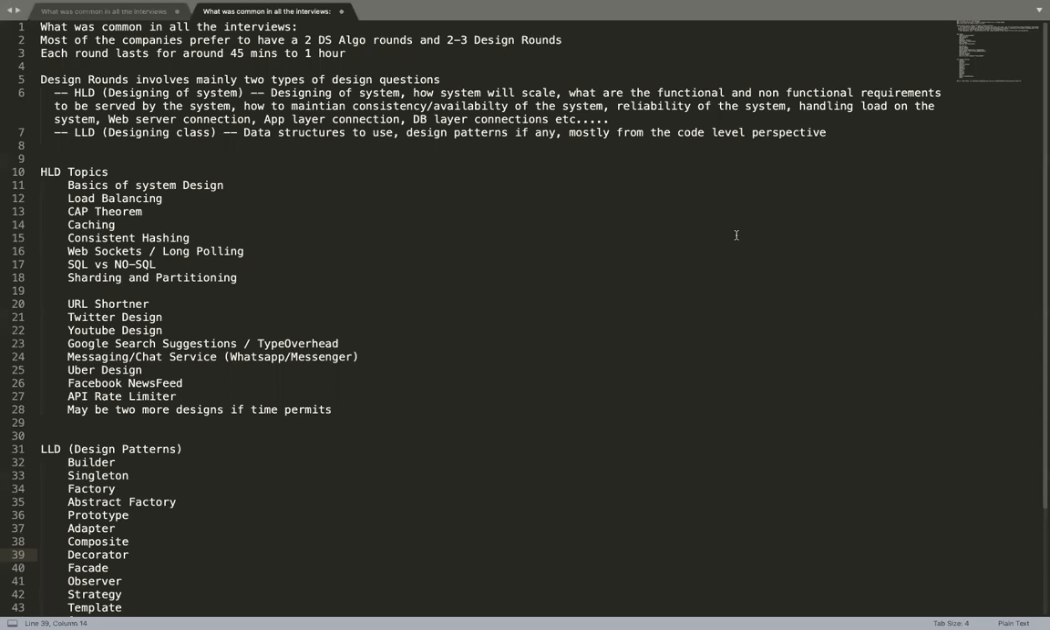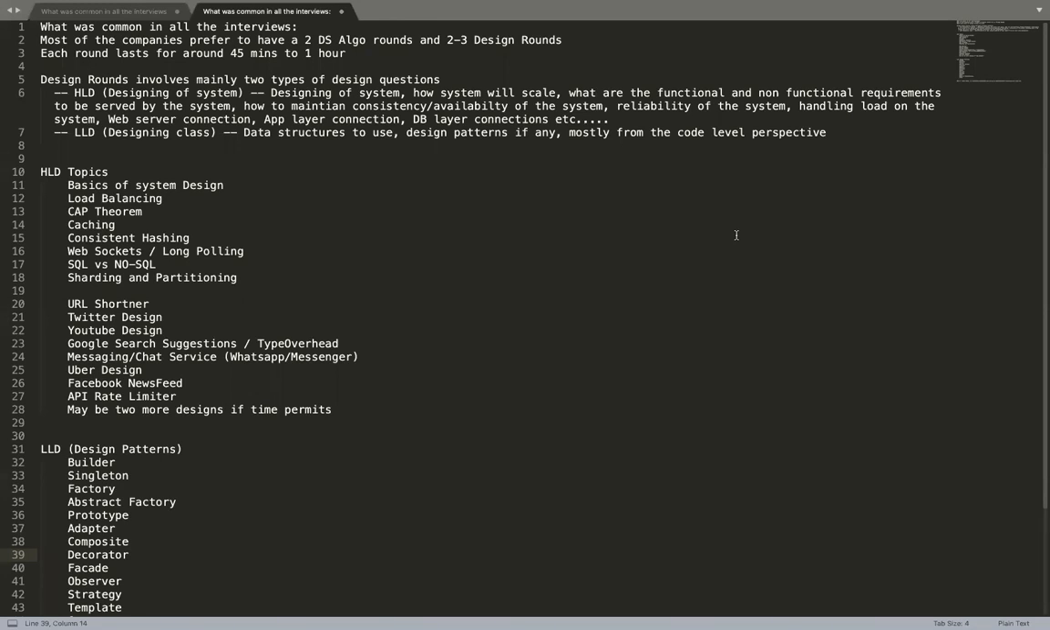Then comes the reliability of the system. How reliable is your system? Whether you have proper backups in a system or not, because data loss is a big problem for any user or any consumer. So how reliable is your system, how you're maintaining the reliability, how you're making sure that your recovery is proper. So we'll discuss all those things once we go into detail about each of these designs.